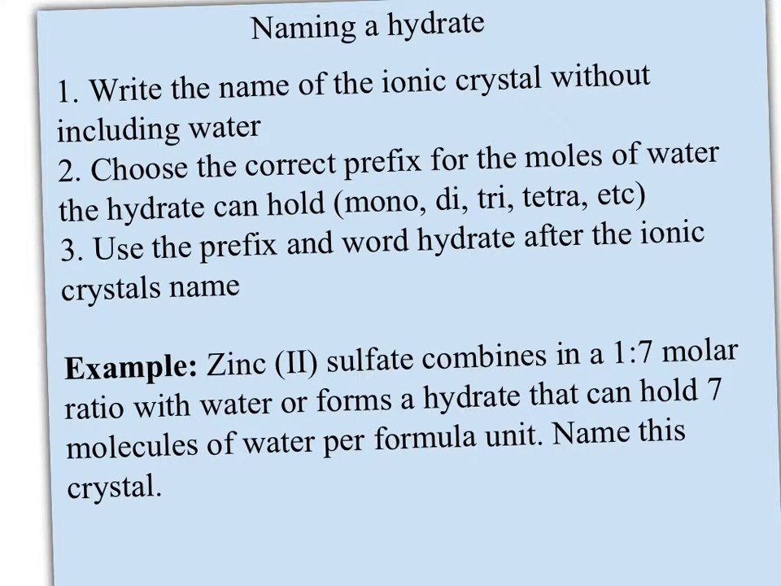So to name this crystal, I would just write the name of the ionic crystal without water in it, so zinc(II) sulfate. And then the prefix for 7 is hepta. And I attach the word hydrate to it. So zinc sulfate heptahydrate, with 7 molecules of water.